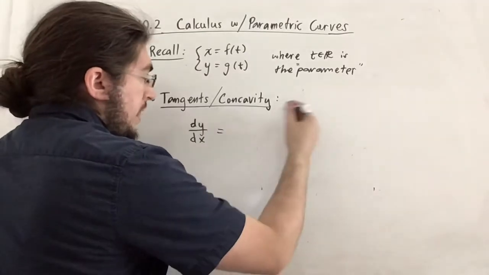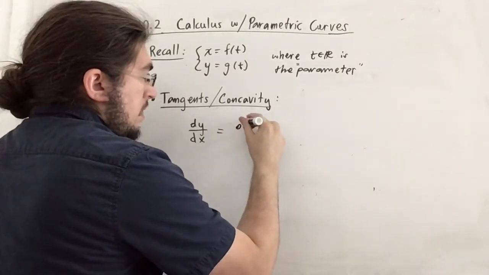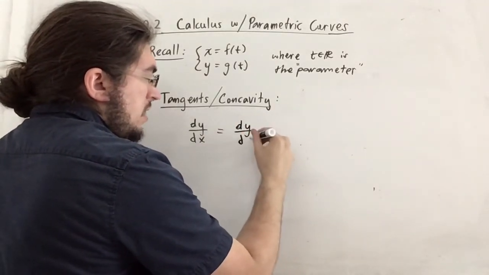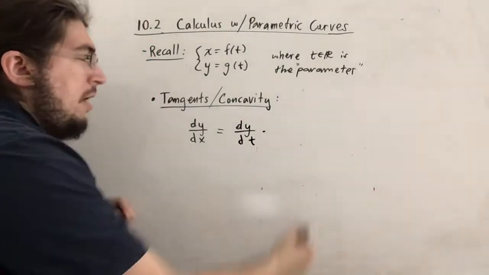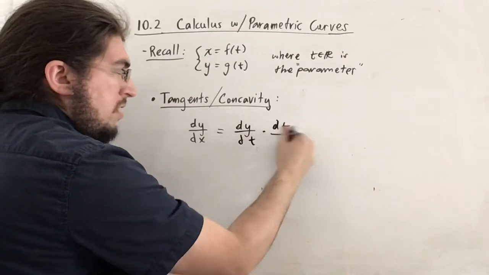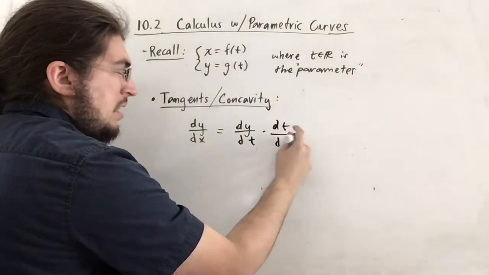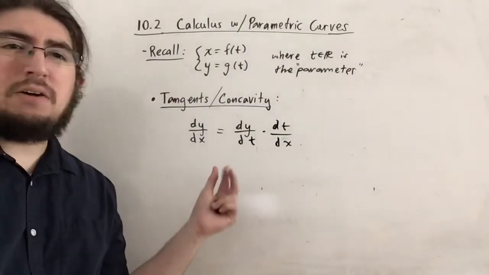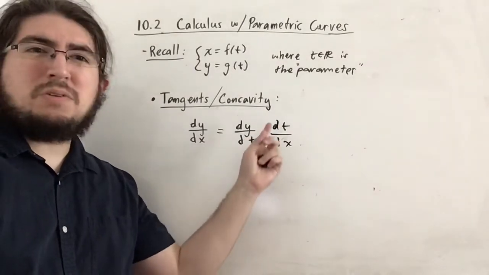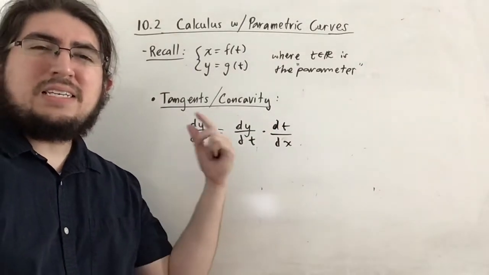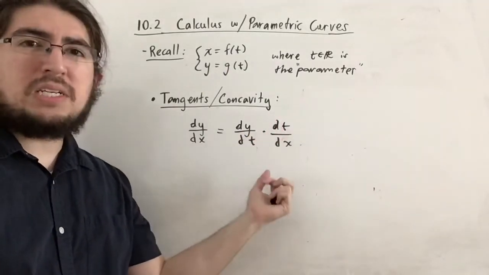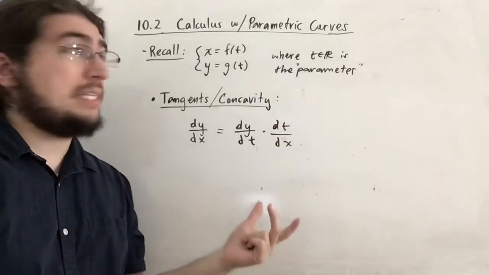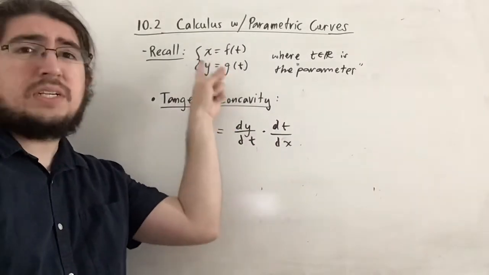It is going to be dy over dt multiplied by, now I want to say dt over dx. So the dt's kind of cancel out. The problem is we don't know how to do dt over dx because t is not a function of x. This would imply that t is a function of x and you can take its derivative with respect to x. But it's quite the opposite. X is a function of t.